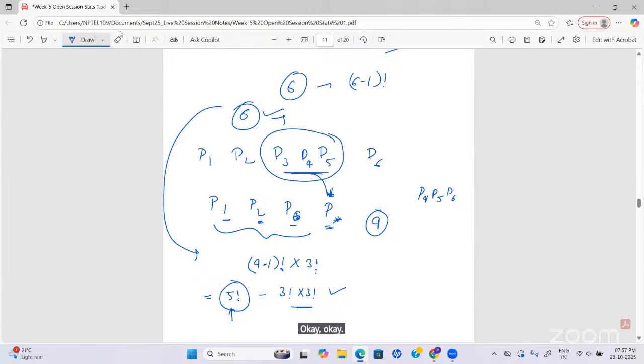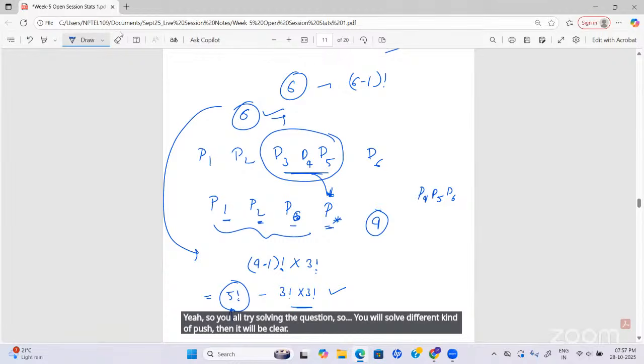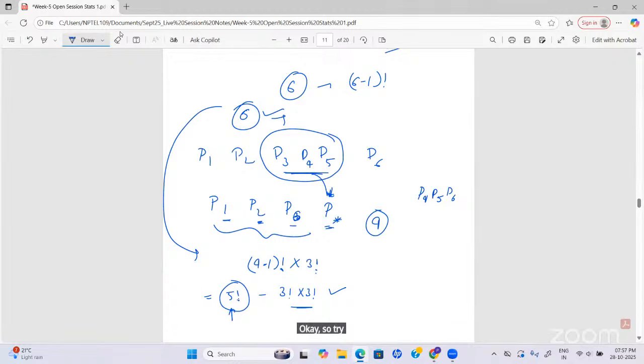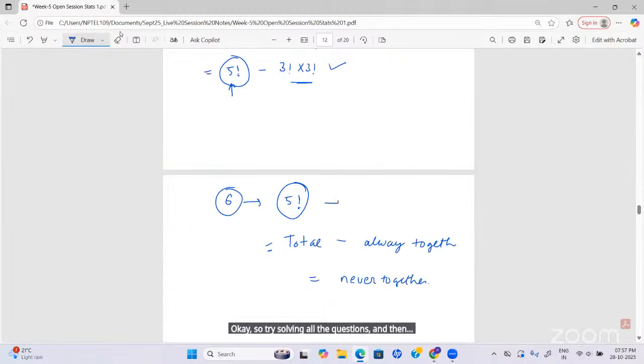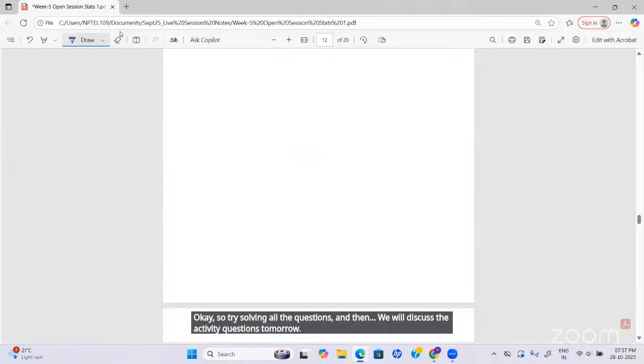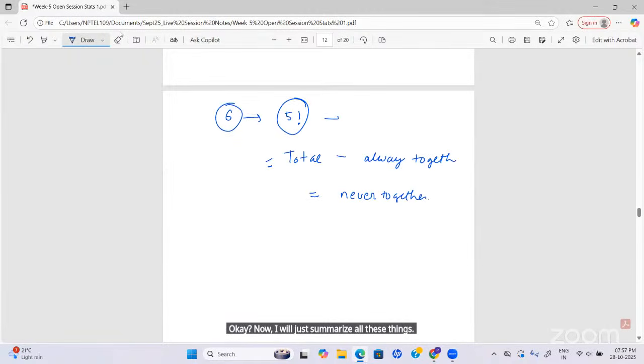Okay, ma'am. Yeah. So you all try solving the question. When you solve different kinds of questions, it will become clear. So try solving all the questions and then we will discuss the activity questions tomorrow. Now I will just summarize all these things that we have seen in today's session.